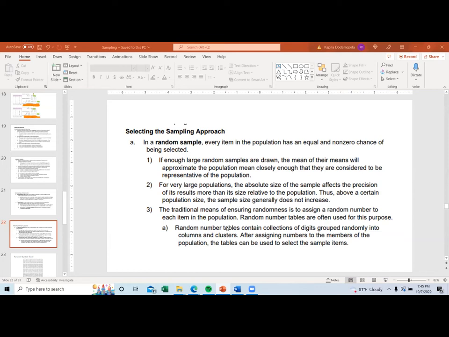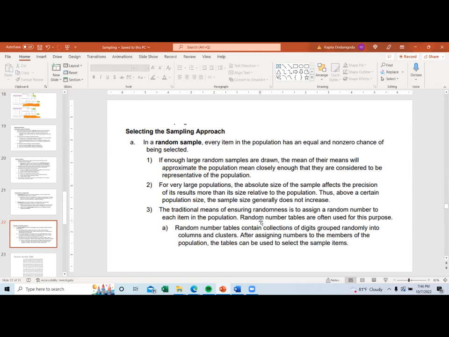Okay. So these are ideas about random samples. The traditional means of ensuring randomness is to assign a random number to each item in the population. Random number tables are often used for this. I'll show this to you. Random number tables contain collections of digits grouped randomly into columns and clusters. After assigning numbers to the population, the tables can be used to select the sample. I will explain this process through an example. But you have an idea what we mean by a random sample.